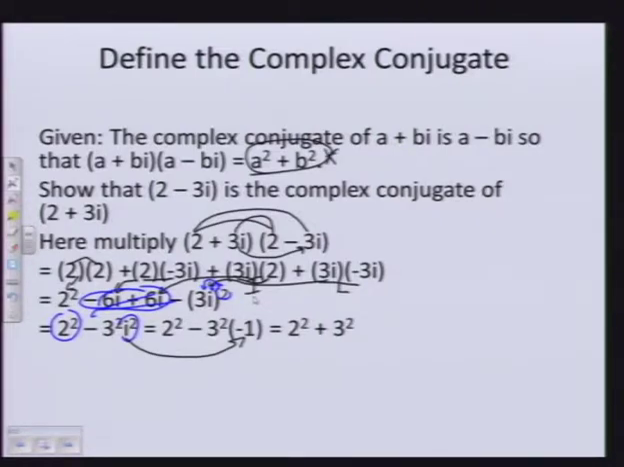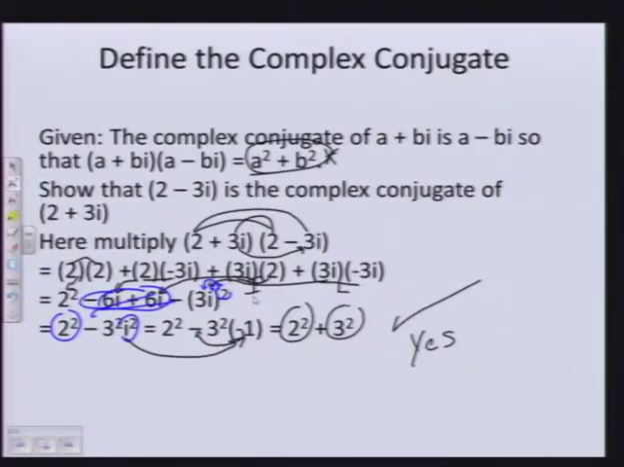Okay, so what ends up happening is I have negative 1, and there's a negative out in front, so negative times a negative gives me a positive. So I end up with 2 squared plus 3 squared. And so I can put a big check mark here and say, yes, we've reached what we want. That 2 minus 3i is the complex conjugate of 2 plus 3i.